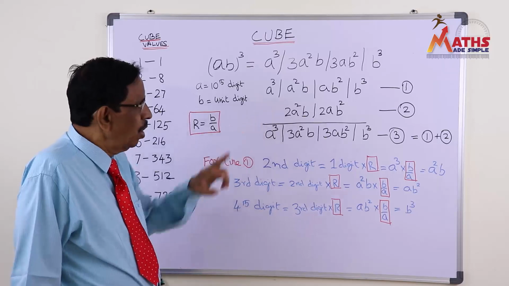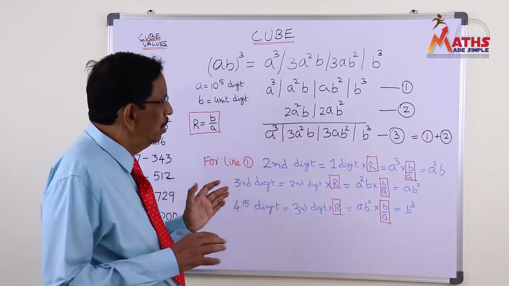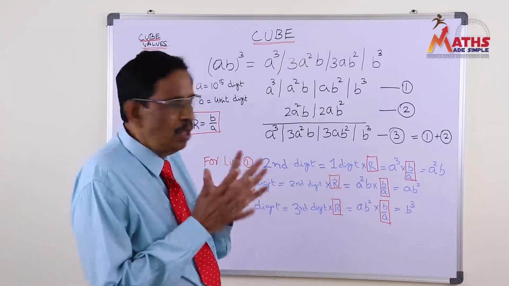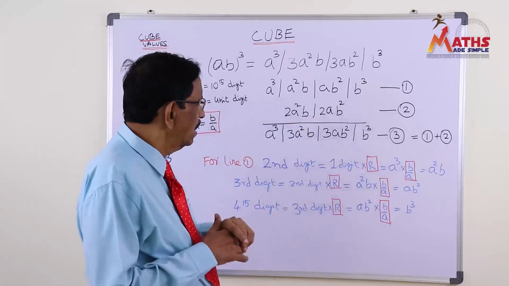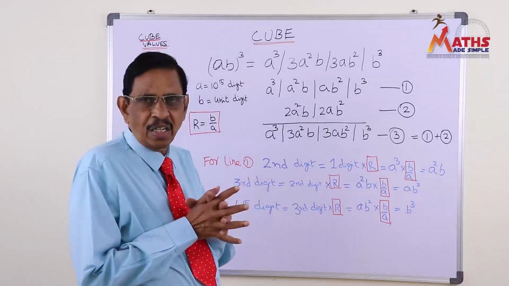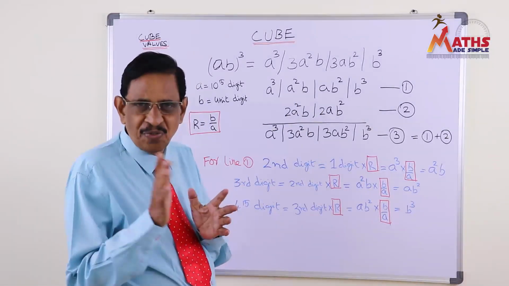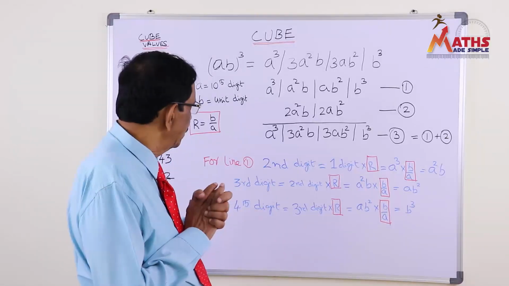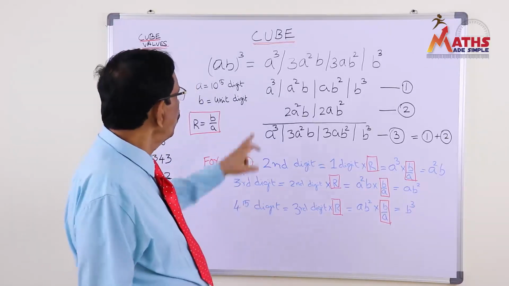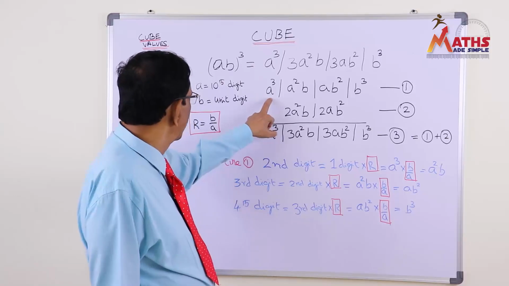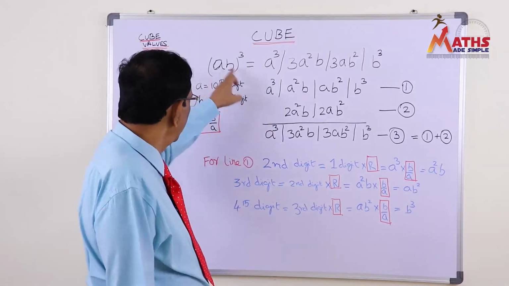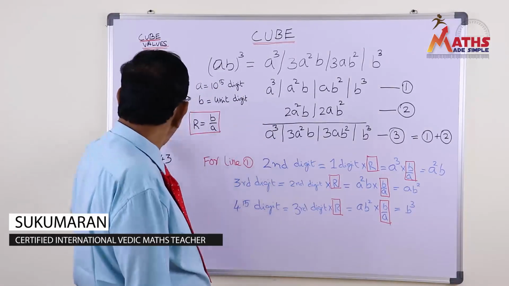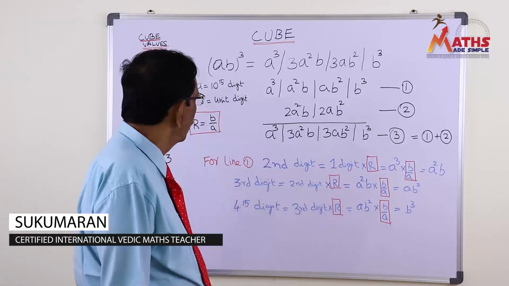Now, again for line number 1, instead of working out each and every digit individually like this, there is a further shortcut method by which we can work out much faster. Let us see how exactly it is done. Now A cube is a unit digit number, the 10th digit of a number here. We can find the value and put it here.